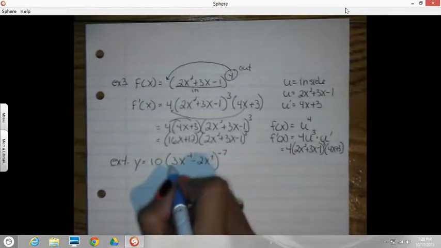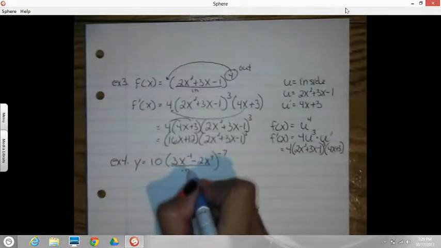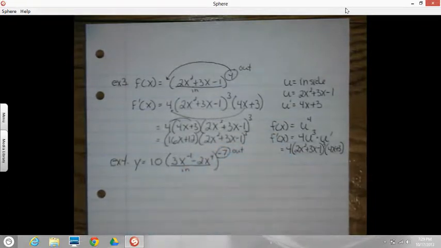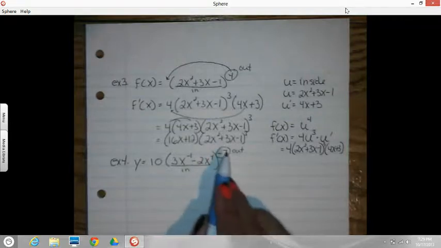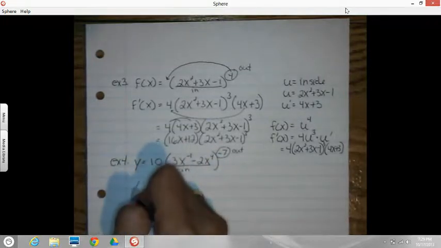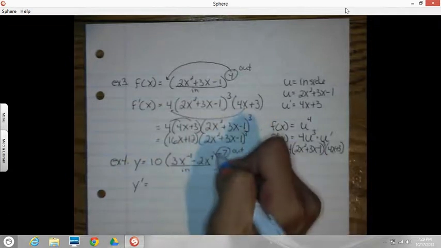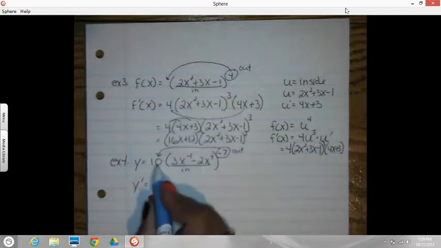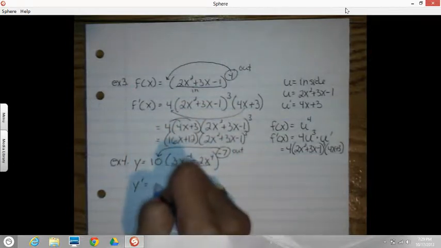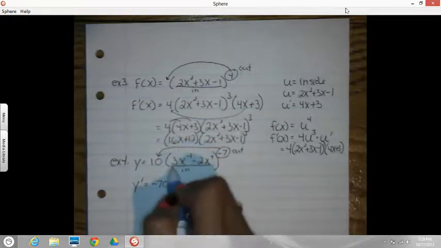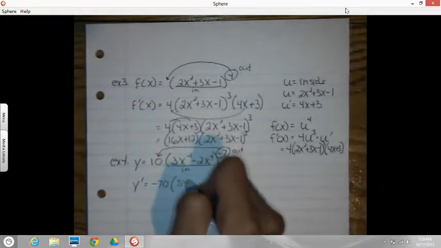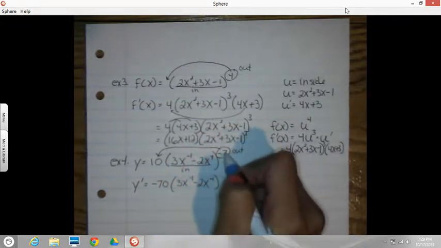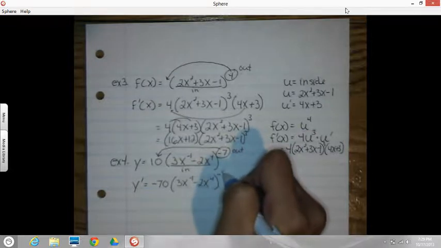Here's your inside. Here's the outside. Don't even let the 10 bother you. So, outside has a power, we got to do power rule. So y prime, power rule says this comes down, gets multiplied in front. Well, there's a 10 sitting there, and I'm multiplying by negative 7, so that's a negative 70 now. Inside stays the same. One less power is going to take me to negative 8. So the outside is done.